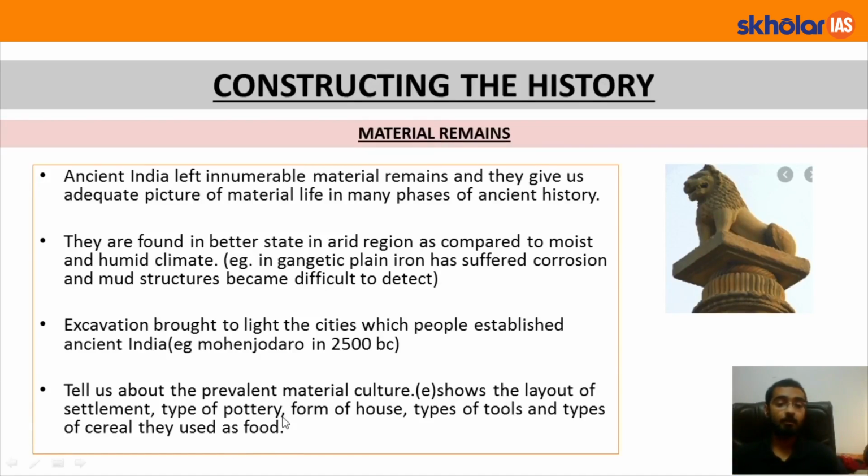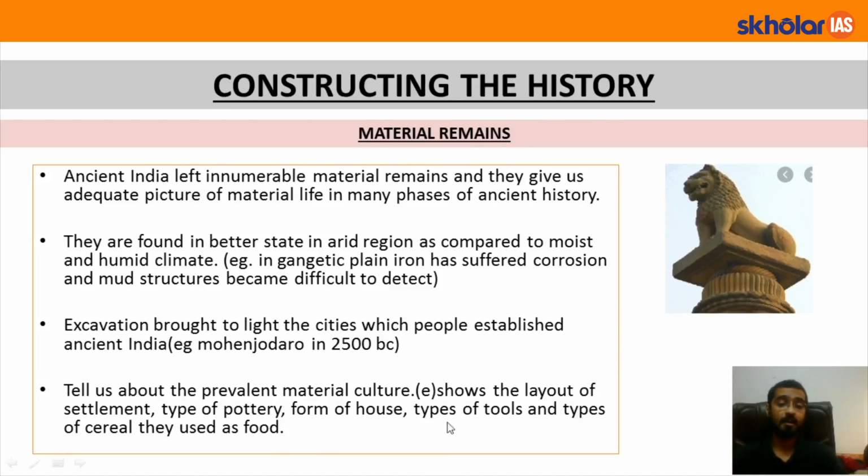It tells us about the prevalent material culture, and shows the layout of the settlement and types of pottery. Now these types of pottery are very important to us. There are different potteries attributed to certain ages, like painted grey ware is attributed to the later Vedic age. Northern black polished ware is attributed to the period following the later Vedic age, that is the Mahajanapadas and the Mauryan Empire. So this pottery is very important to us.